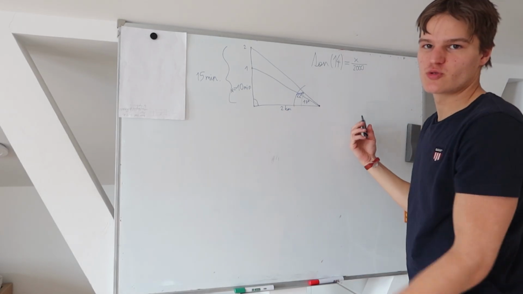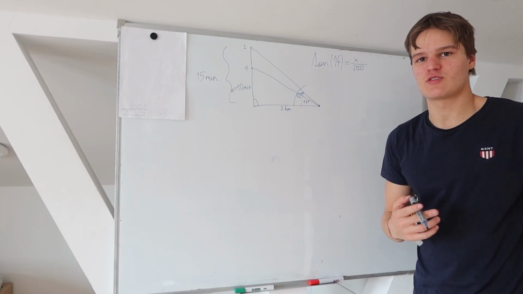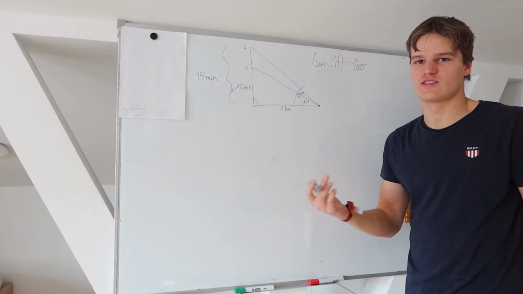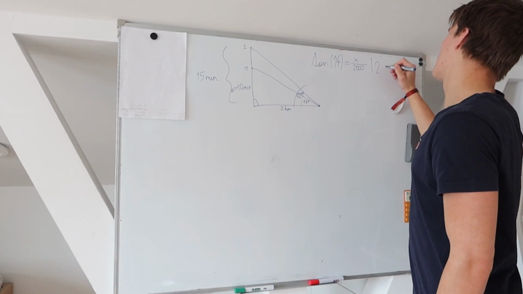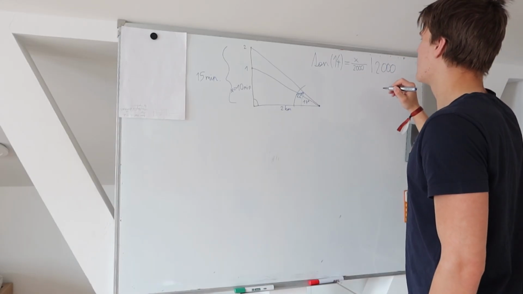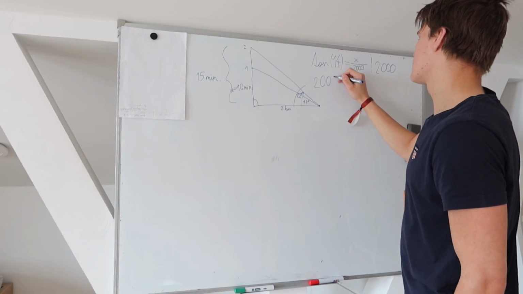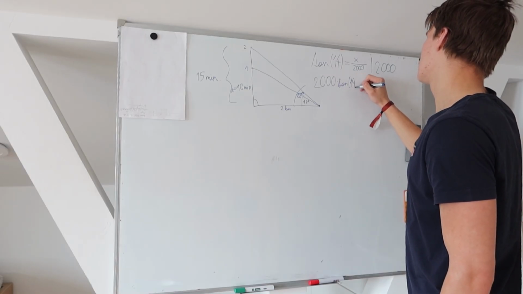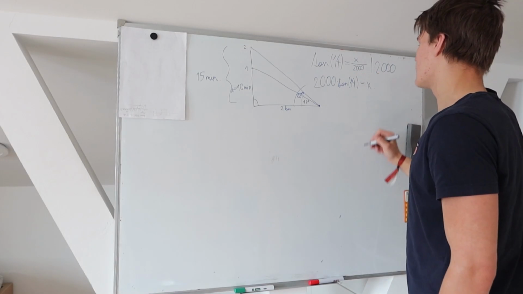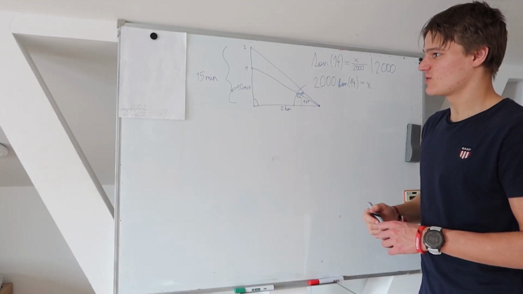Because 2 kilometers is just 2000 meters. We can also just write 2, but I like to use SI units, so basically meters, seconds, and so forth. Good. So now just doing simple math, we write times 2000, and we get 2000 times tan of 14 is equal to x. Good. And this is our first solution for the first question.